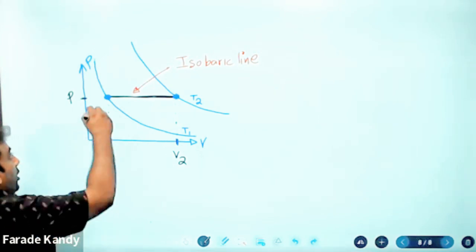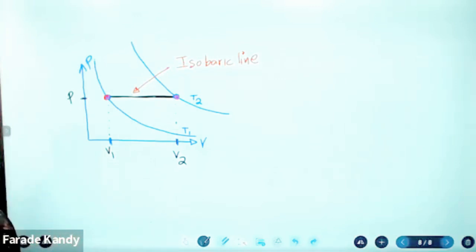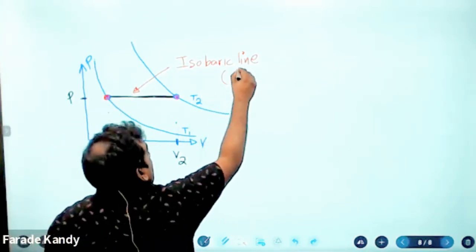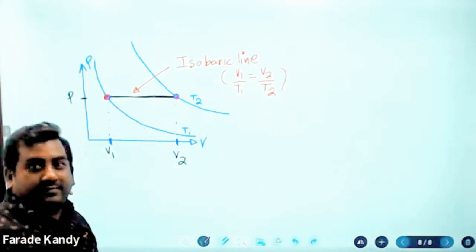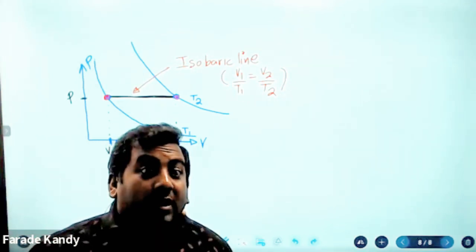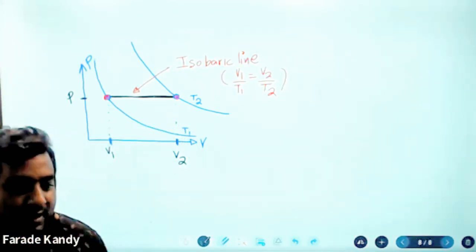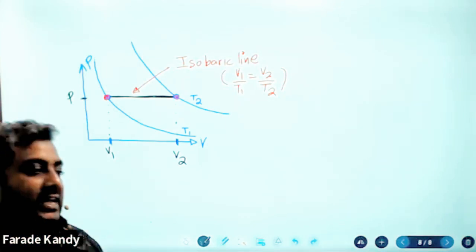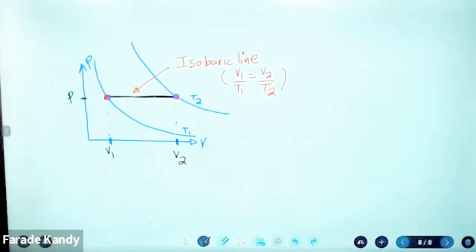Clear? So this point you can write V1, T1. This point you can write V2, T2. So along this line you can say V1 over T1 equals V2 over T2. Is it clear? Okay? Now, because you are representing this in what curve? PV curve. Understood? We can represent Charles' law in a PV curve as indicated below.